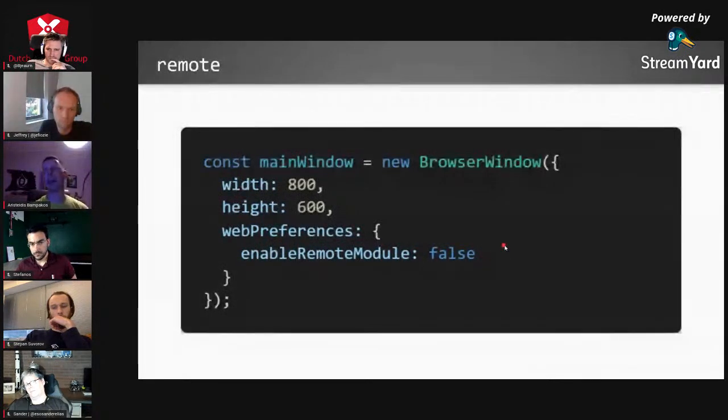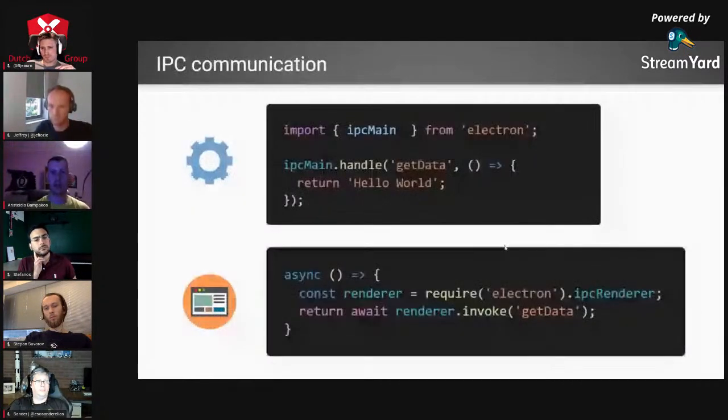Okay, so alternatively, what can we do? I mean, okay, remote is harmful. I have also put a link at the end of the slides that explains in a Medium article why it is harmful. So, what can we do? We can use the IPC communication technique. IPC communication is a technique for exchanging messages between the main process and the renderer asynchronously.